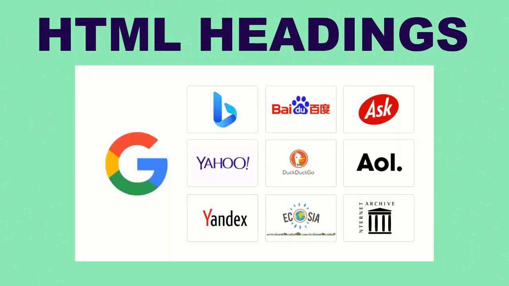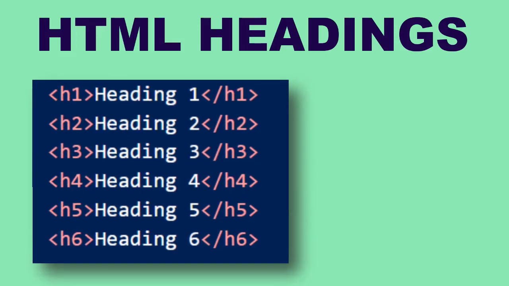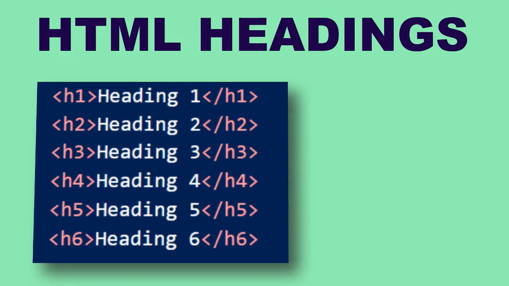So let's talk about headings. Heading is the most important element of your HTML page. Headings tell search engines like Google and Bing what your website is about. There are a total of 6 headings, from 1 to 6. We will use them later.